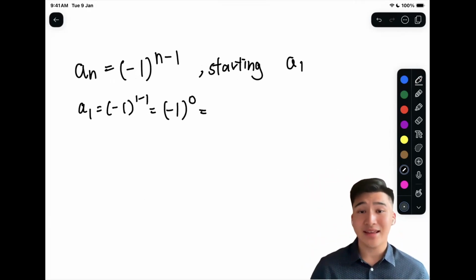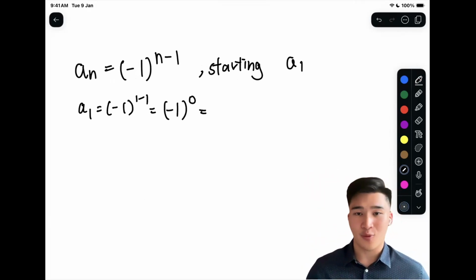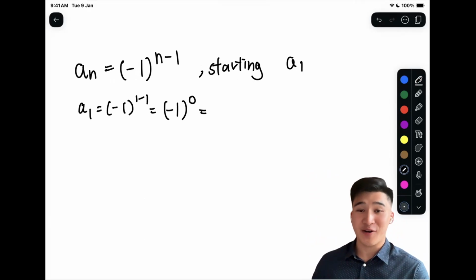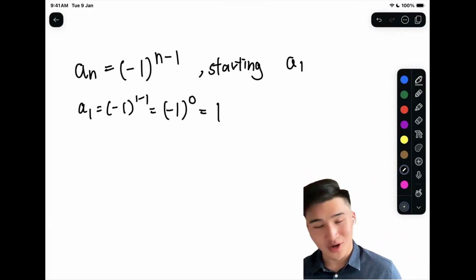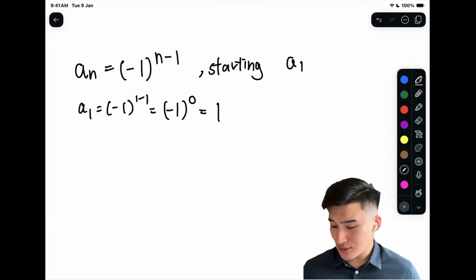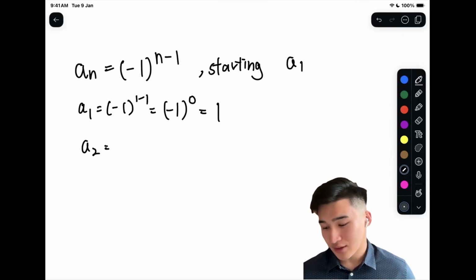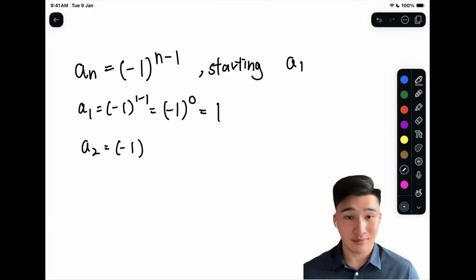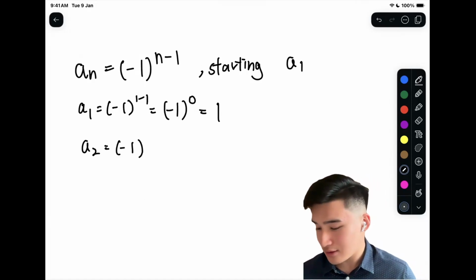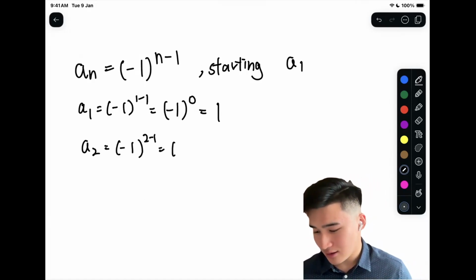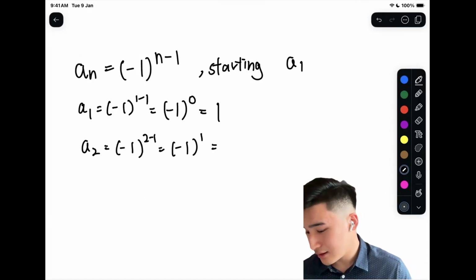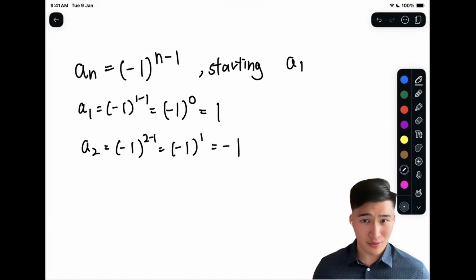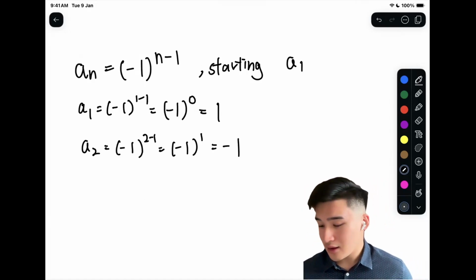So we have any integer, any number, to the power of 0, even for e, you get the answer of just 1. And let's do A2 together. You have -1 to the power of 2 minus 1, and 2 minus 1 is just 1, right? So -1 to the power of 1 is just -1. Okay, and then we can try A3, you kind of get where I'm going.